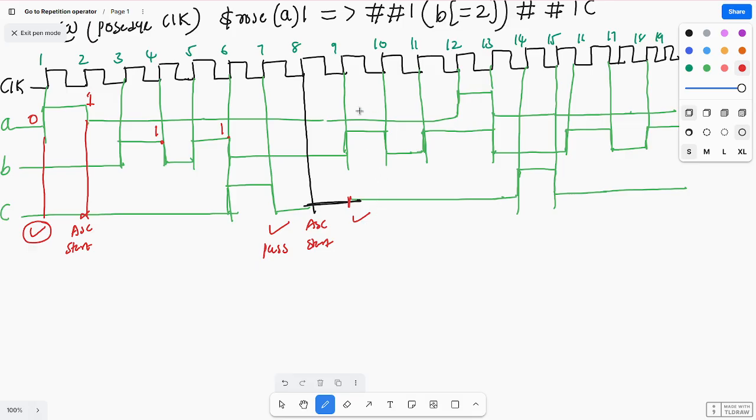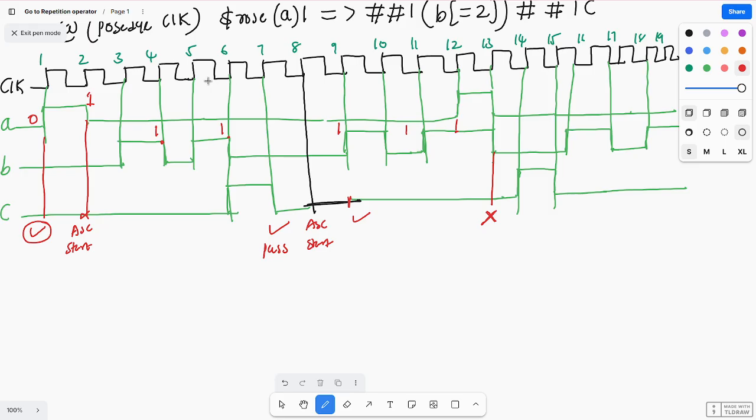Okay, again we need to check here. This is one and this is one. Here this is non-consecutive, but continuously my assertion is one, here one and here one. Okay, during this cycle my assertion fails. Did you understand?